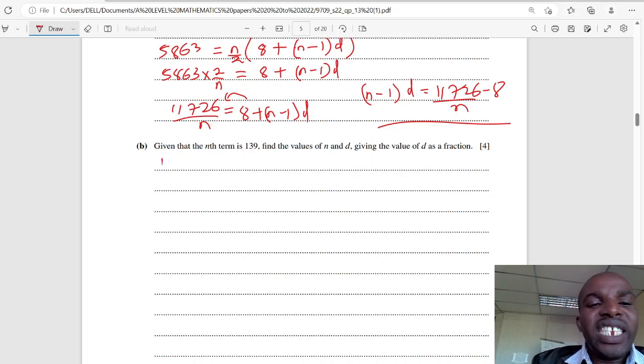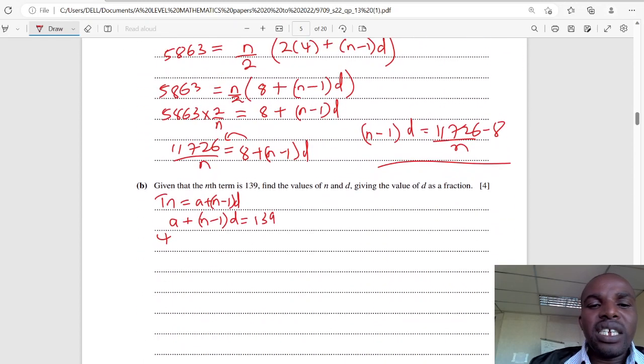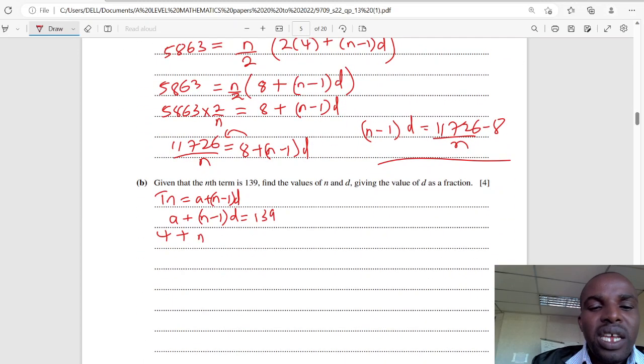Right? So the nth term, that is Tn, which is a plus n minus 1 times d. Then they said find the values of n and d. So you are saying a plus n minus 1 times d is equal to 139. Then your a is what? Let me check. A is 4, then d is d. That's correct. Then plus n minus 1 times d is equal to 139. That's the nth term, right?